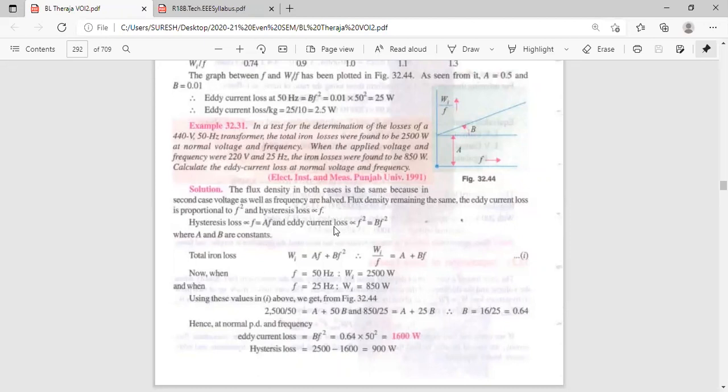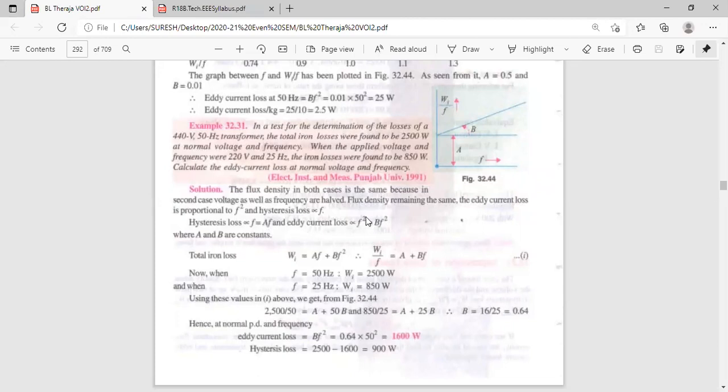The next, WE is proportional to F square. Write down. WE is equal to B into F square. Remove the proportionality sign and take the constant B. Therefore, WE is equal to B into F square.